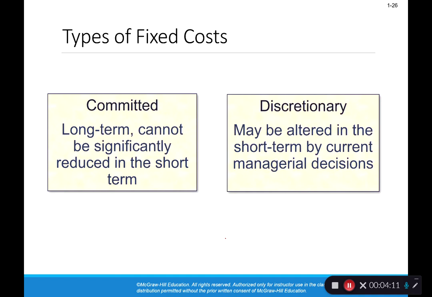There's 2 different types of fixed costs, committed and discretionary. Committed fixed costs mean in the long term, we cannot get rid of those costs. It doesn't mean forever. In class, I usually joke around and talk about a committed cost being like a committed marriage. A committed marriage should last forever.